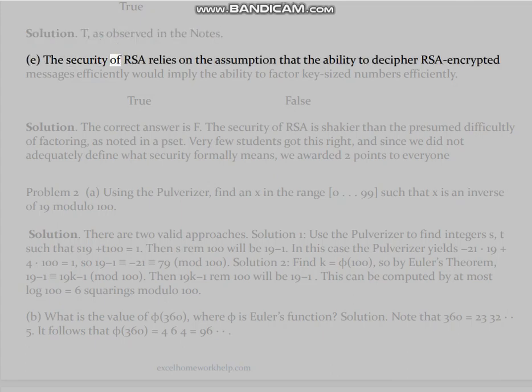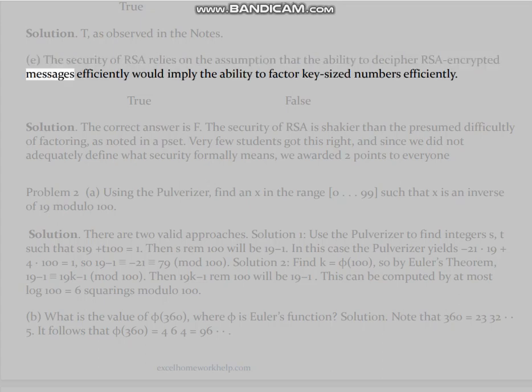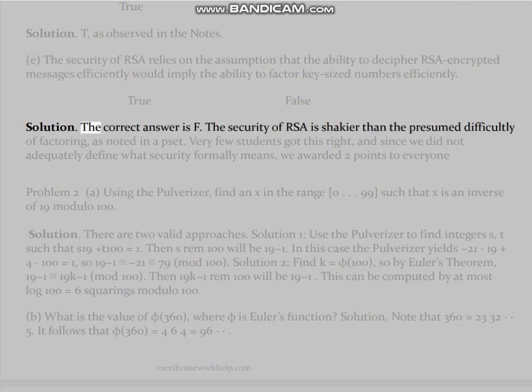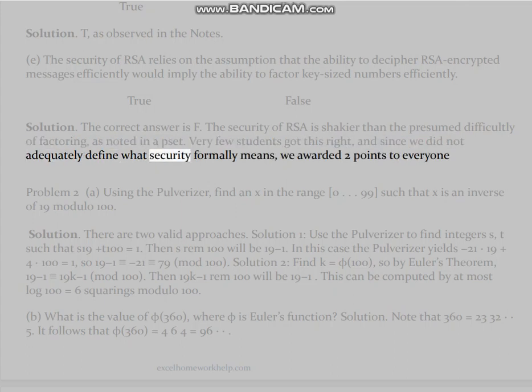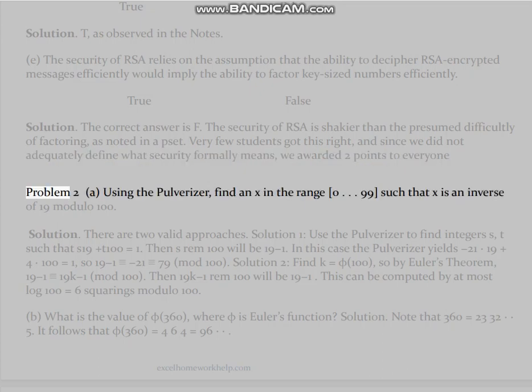E. The security of RSA relies on the assumption that the ability to decipher RSA encrypted messages efficiently would imply the ability to factor key-sized numbers efficiently. True/false. Solution. The correct answer is F. The security of RSA is shakier than the presumed difficulty of factoring, as noted in a set. Very few students got this right, and since we did not adequately define what security formally means, we awarded 2 points to everyone. Problem 2.